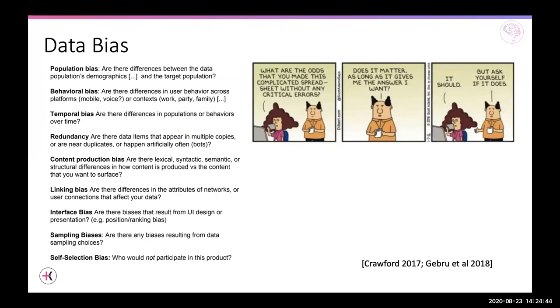And then, of course, there are classical biases from the statistical literature regarding sampling biases, also skewness of data, stratified versus unstratified sampling, and things like self-selection bias. So in the case of studies, are there participants who are not participating, and for what reasons?